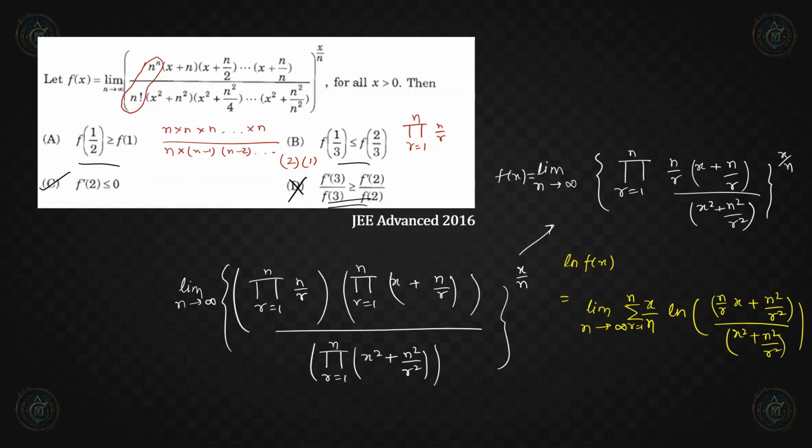So if f is an increasing function, the value at x equal to 1 will be definitely greater. So this option is clearly wrong, and the value of f at x equal to 2 by 3 will be definitely greater than or equal to f of 1 by 3. So this option will be correct. That means B and C are our correct options in this case. Okay, this is how we solve this problem.